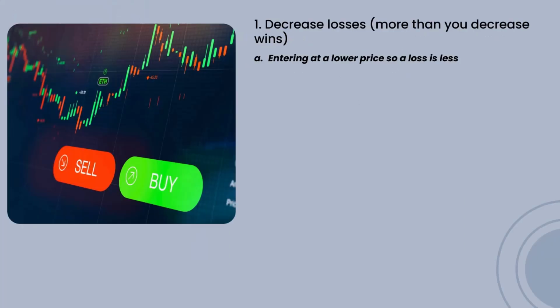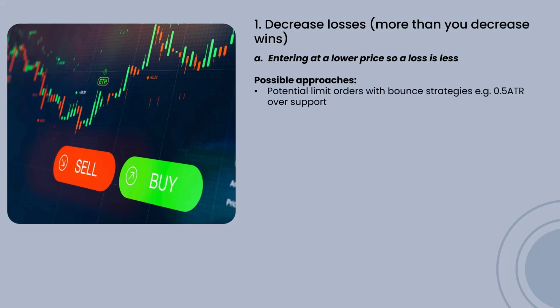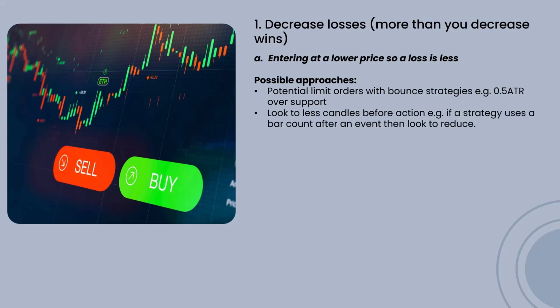Let's start with decreasing losses more than we decrease wins. If we enter at a lower price, any loss that we sustain is less, by potentially using limit orders or perhaps bounce strategies, and perhaps placing these not at support but away from support just a little bit, with evidence that something has bounced already. So potentially use a reversal pattern, but also give it maybe an ATR over that support it's just bounced off to suggest that the probability of that bounce continuing is increased.